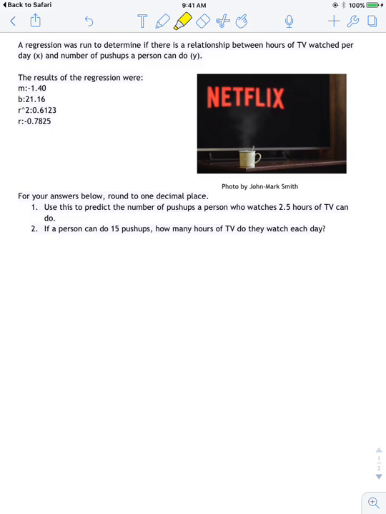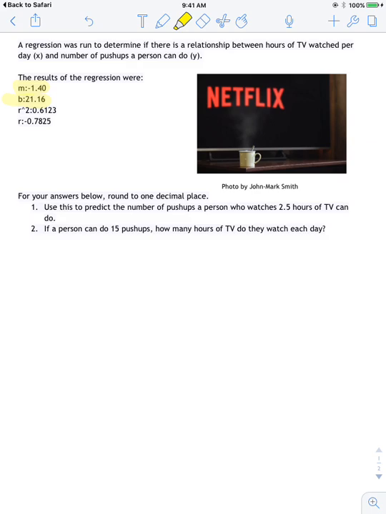The results of the regression were, so the computer gives us these values. So m equals negative 1.40, b is 21.16, r squared is 0.6123, and r equals negative 0.7825. Now the two things we need for our linear equation are m and b, so the slope and the y-intercept. R squared is something you'll learn about if you take AP statistics, and r is our correlation.